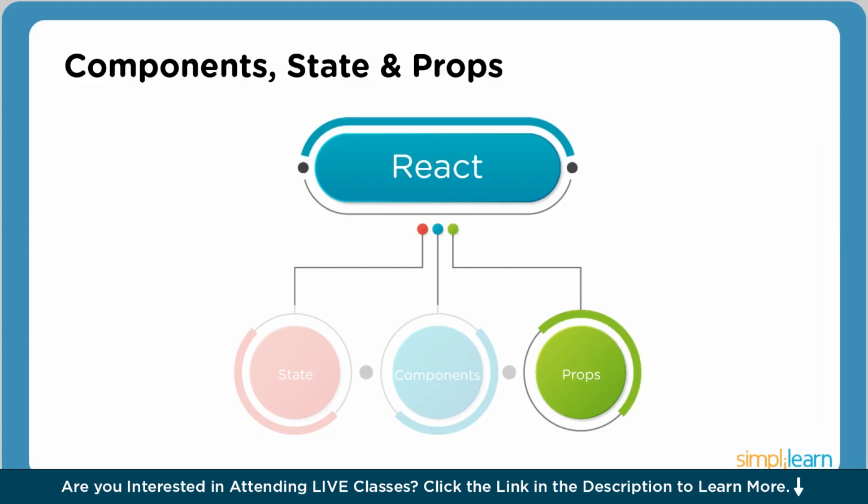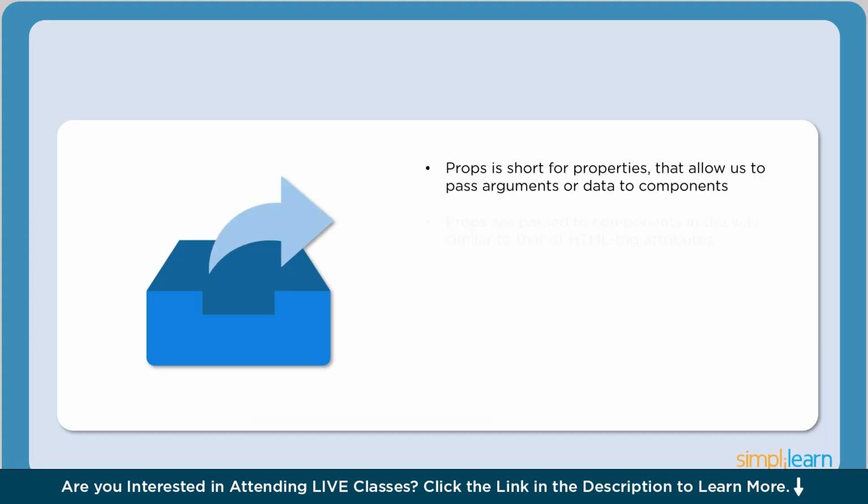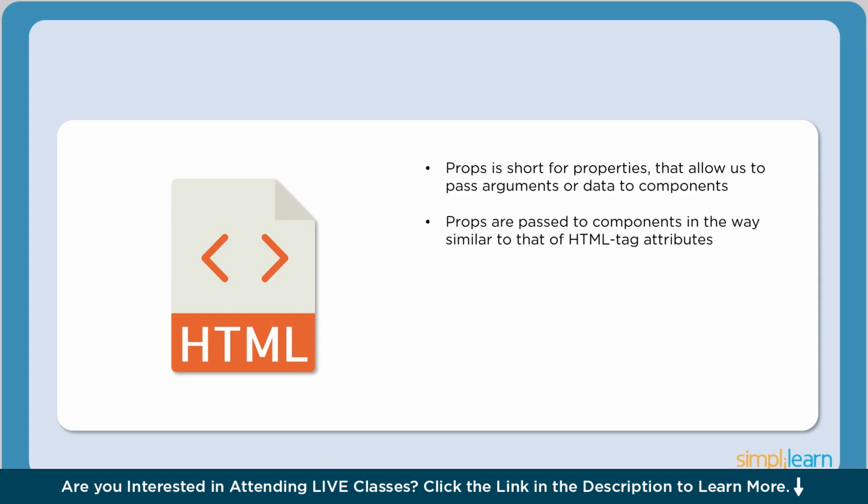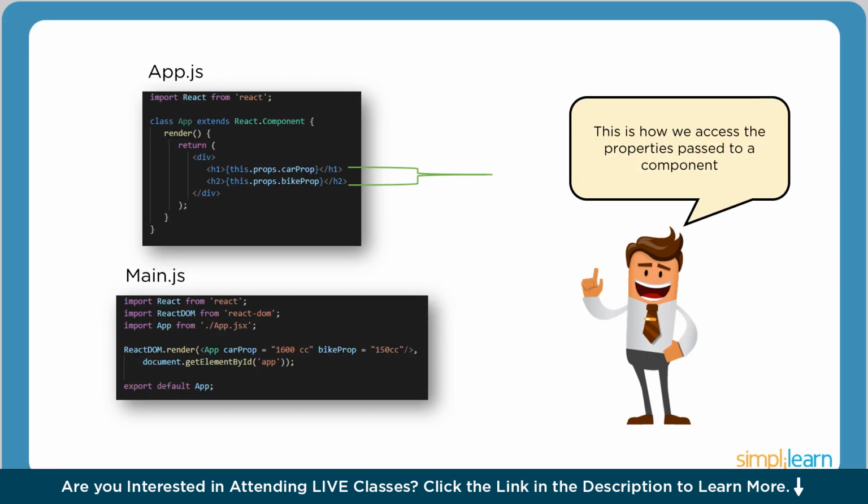Now let's see what props are. Props, or short for properties, allow us to pass arguments or data to components. Properties help make components more dynamic. It is important to define all the properties, their types, and their default value. Props are passed to components in a way similar to that of HTML tag attributes. Now consider the following code snippets. This shows exactly how properties are passed to components. Also, detailed illustrations on components, props, and state will be shown in the upcoming videos, so stay tuned for that.